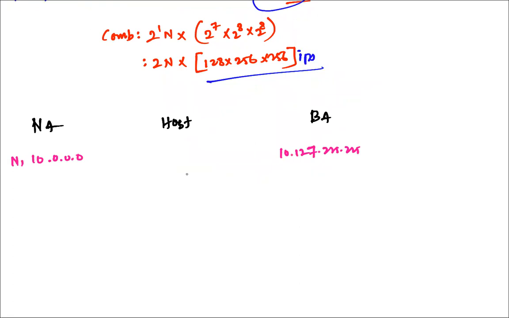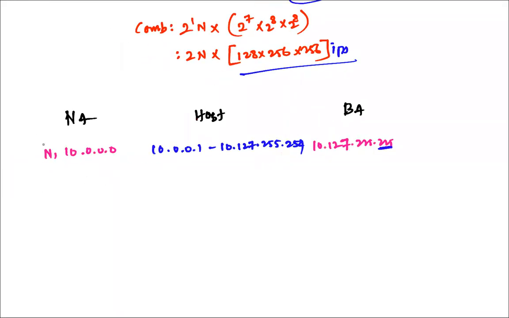Okay, what is the host IP? The host IP is 10.0.0.1, right? Next to 10.0.0.0, we have 10.0.0.1. And what is the last host address? 10.127.255.254. Correct? Here you have 255, here you're going to have 254. Here you have 0, here you're going to have 1, right? This is the actual range. Okay. So this is network number 1.